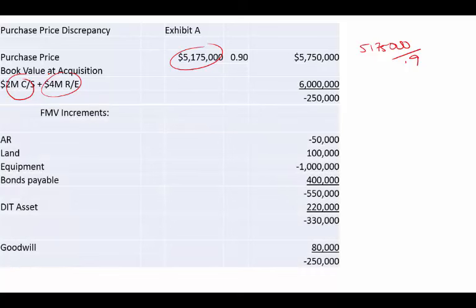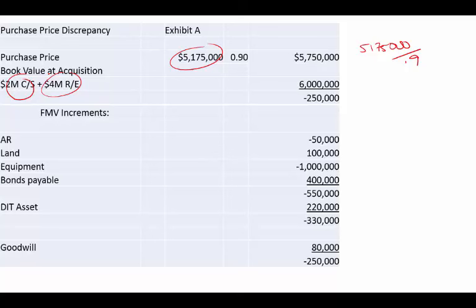So next step, we identify each of our fair value increments as laid out for us in the question. First, accounts receivable. We record our decrement of $50,000 that was identified. The receivables are not something that we see very often. In this case, it's a result of, at acquisition, the parent has determined that some AR, or as in this case we're calling current receivables, on the sub's books are bad debts. So parent is writing them off as part of the purchase price discrepancy. We have a land increment of $100,000, equipment decrement of $1 million, and a bonds payable increment of $400,000.